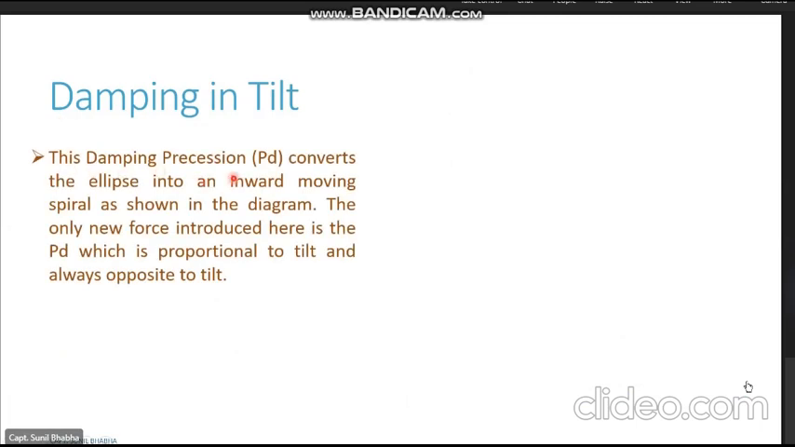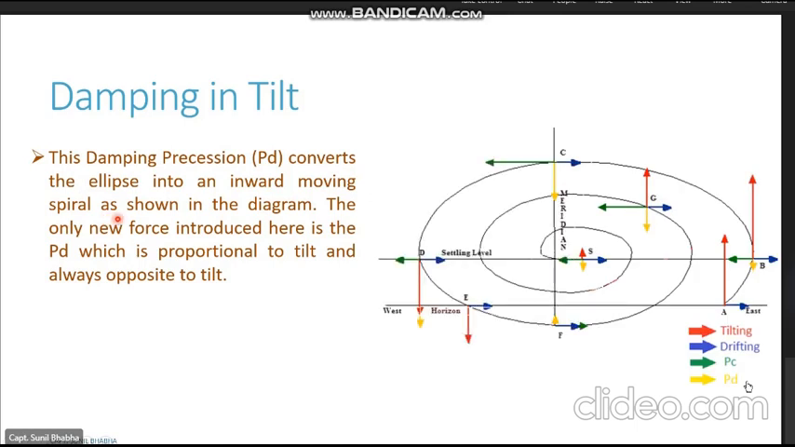Now this damping precession converts the ellipse into an inward moving spiral. As you can see in the diagram now, there is a spiral motion which is moving inwards. So this inward moving spiral goes in this particular way and eventually settles down at this particular point S. So this is the settling point where the spin axis finally settles down.